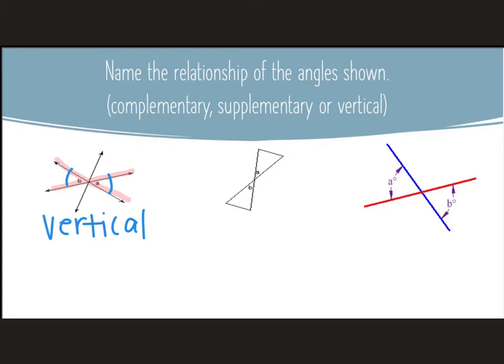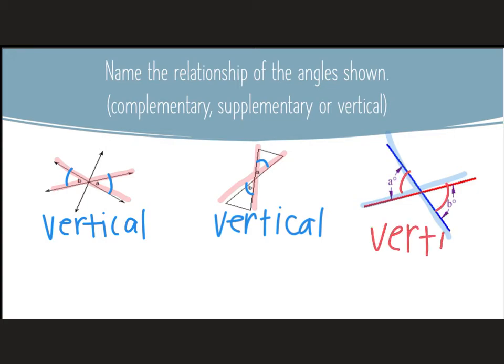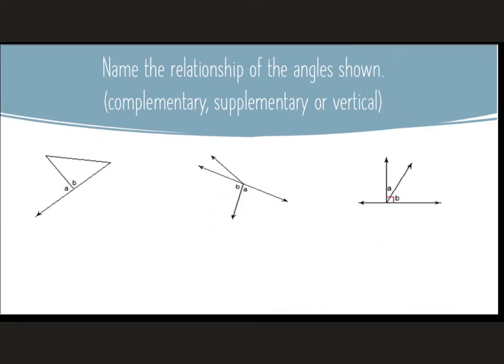The middle angle right there, again, I like to highlight what I see, what two angles I'm talking about. When I do that, you can see these are also vertical angles. They're right across from each other. And then the third one on here, we have intersecting lines right there, and these angles are across from each other. So all three of these happen to be vertical angles.